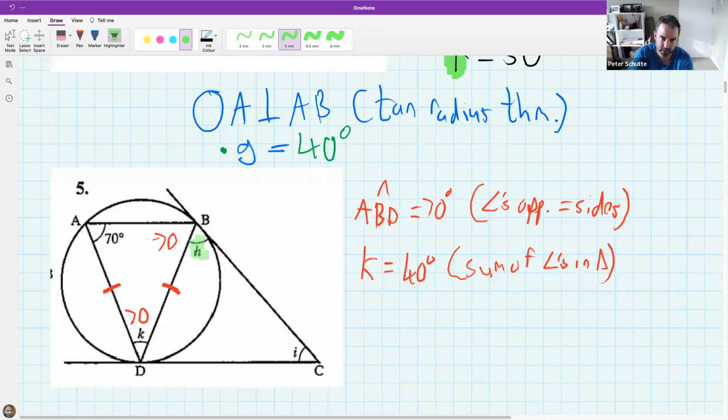The next thing we need to do is either get H or get I. Any ideas in the class for how we could get one of these values here? What might H be related to? Sorry, I wrote the wrong thing here. This shouldn't be 70. This should be 40. I'm having an old person moment. Sorry.